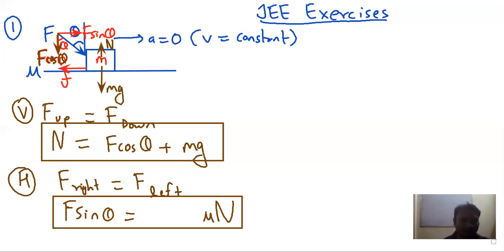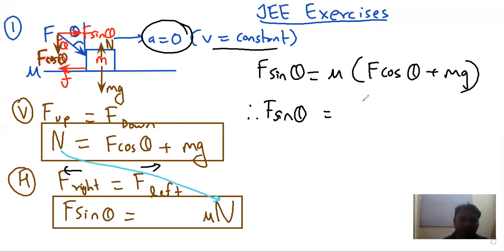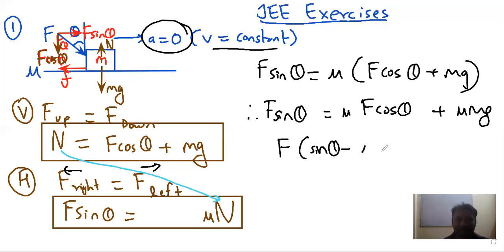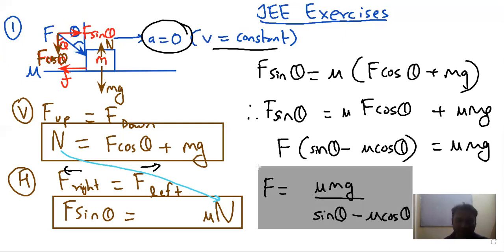Let us now substitute the value of N in the horizontal equation. If I substitute the N value, I will get F sin theta equals mu into N, which is F cos theta plus mg. Because leftward force equals rightward force, the block moves with constant velocity or zero acceleration. So F sin theta on simplifying comes out to be mu into F cos theta plus mu into mg, giving us F into sin theta minus mu cos theta equals mu mg. So the final expression for force comes out to be mu mg upon sin theta minus mu cos theta. The correct option which matches is option A.